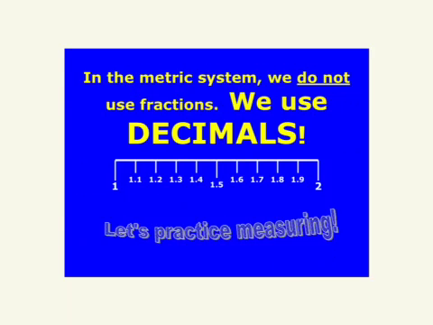And finally, in the metric system, we don't use fractions, which is awesome because I don't know many people that like to use fractions or multiply fractions or add and subtract fractions. It's annoying. Instead, we use decimals. And decimals are way easier to figure out, especially if you're going to multiply them, if you're going to add them up. You know, this was 1.2 centimeters. This one was 3.6. You add those up, you get a total, and it's a lot easier. So let's start practicing some measuring.